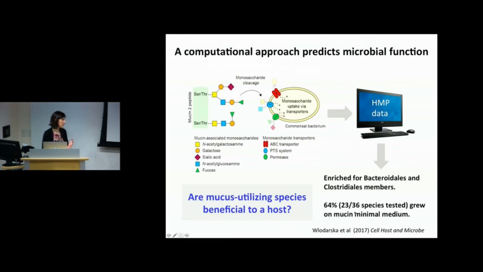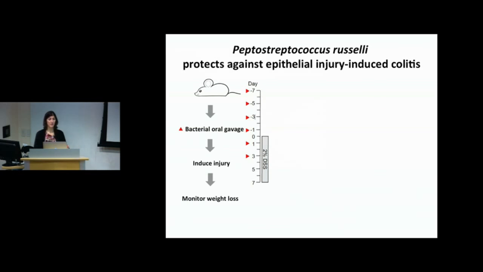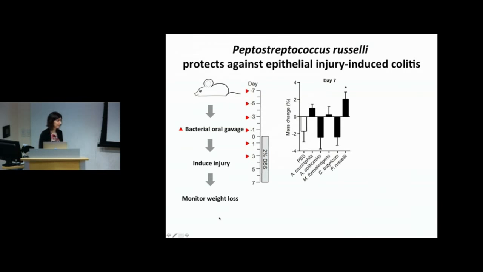And so then we wanted to know, are these mucus-utilizing species beneficial to the host? To make a very long story short, we did a mouse experiment where we gavaged mice with some of these bacteria that could grow on mucin. We induced epithelial cell injury using this DSS model, and we monitored weight loss. And what we saw is that the bacteria that were gavaged, that were able to utilize mucin, one of them, Peptostreptococcus russellii, was very protective in this model. So the mice didn't lose weight, and it did even better actually than Akkermansia muciniphila, which was our positive control of an organism that's known to be able to grow on mucin that has beneficial properties.